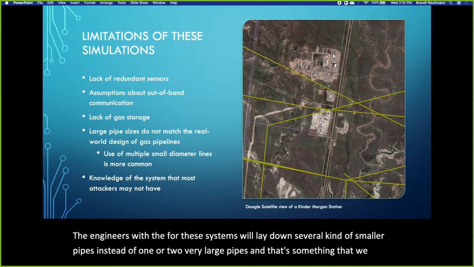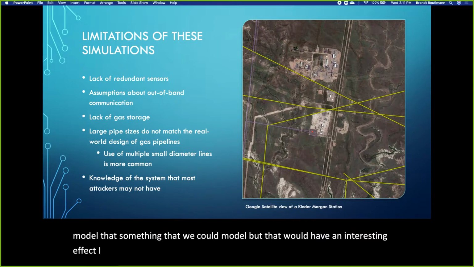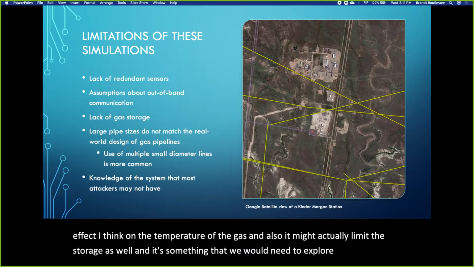That's something that we could model, but that would have an interesting effect, I think, on the temperature of the gas, and also it might actually limit the storage as well. And it's something that we would need to explore in future iterations.